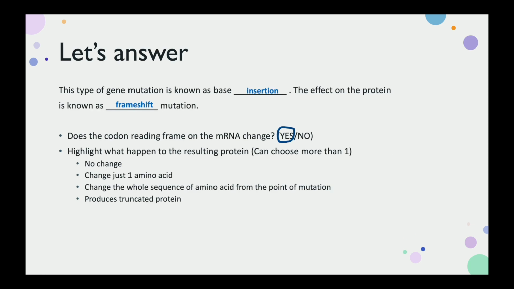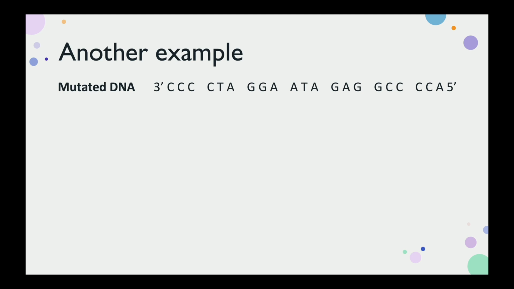Now let's highlight what happened to the resulting protein. As we can see, this type of gene mutation changed the whole sequence of amino acids from the point of mutation. Now let's try another example.